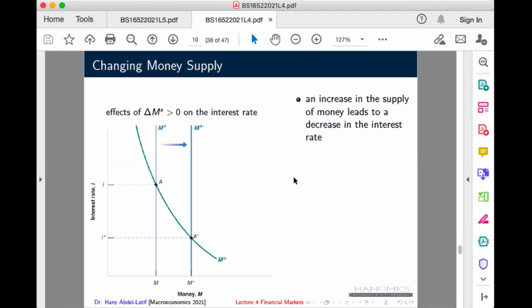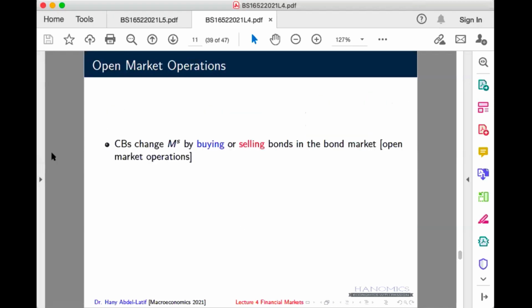So the example on the screen now, we see an example where we have an expansionary monetary policy because MS, this vertical line here, shifts, meaning that the central bank decided to increase money supply. The implication of this for the equilibrium interest rate is basically a lower interest rate. So we move from I to I prime, or from equilibrium point A to equilibrium point A prime. So basically a lower level for the interest rate.